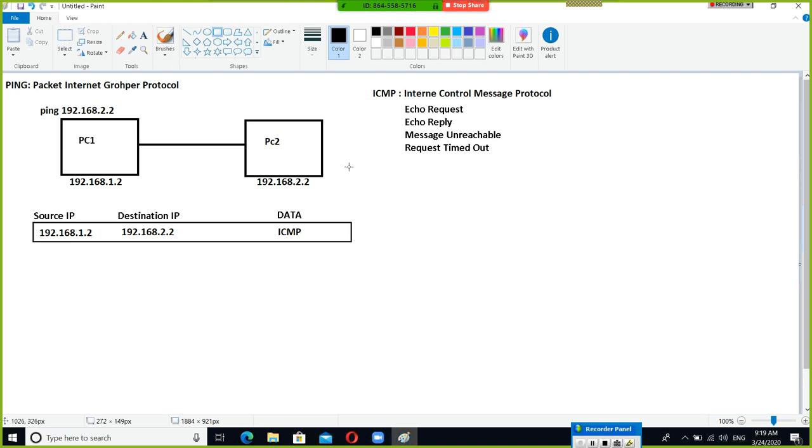Okay. Now the question is, I am sending a ping packet from this PC to this IP address. My question is, will these two computers communicate with one another? Will I get a reply?